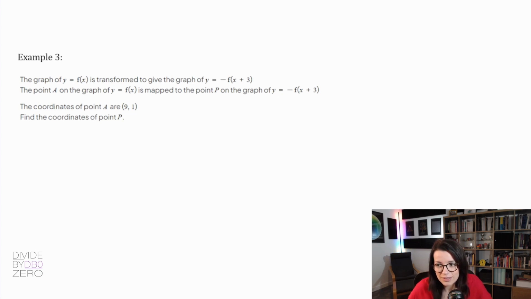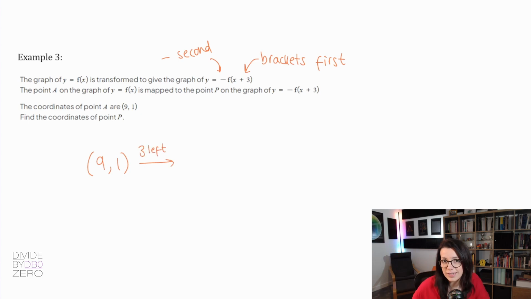Now, this consists of 2 different transformations, but we should do the brackets first, just like in BODMAS or BIDMAS. So let's make a note. We're going to do brackets first, and then we're going to deal with that minus. So inside the brackets, we've got x plus 3. Remember, that means we're going to go 3 left. So if we start with our point 9, 1, think about what would happen if you go 3 left. And if you visualize that, you will see it will go to 6, 1.